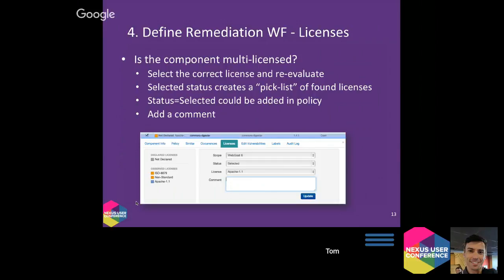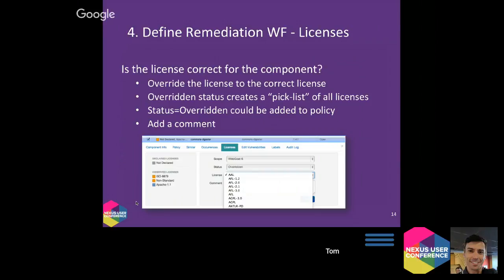So in IQ Server, there's a way of addressing that. You can basically select the license that applies to that, and that's a way of mitigating or addressing the risk. And I stick in there, add a comment, because it's always good to document why you chose to handle remediation in a certain way.